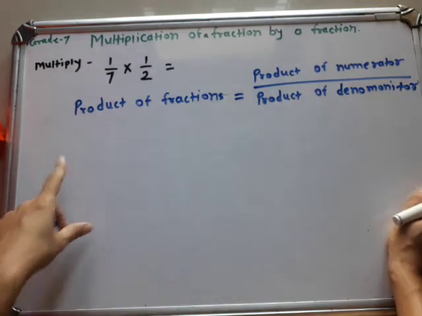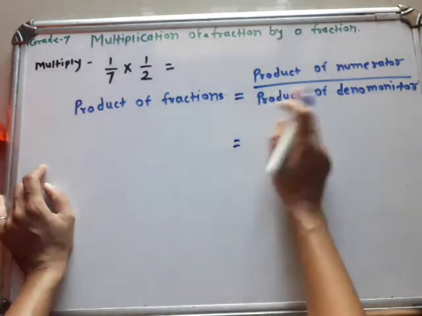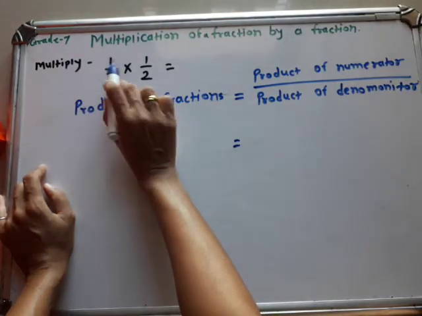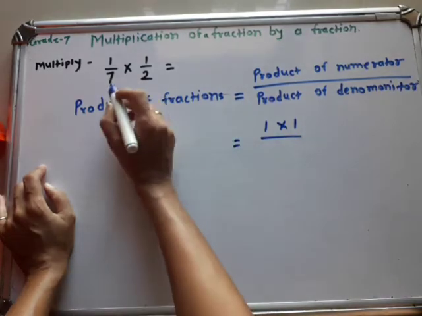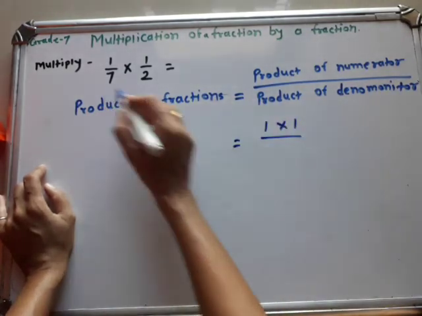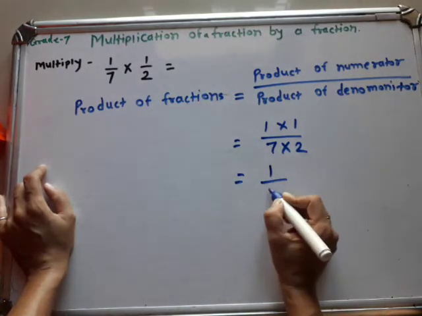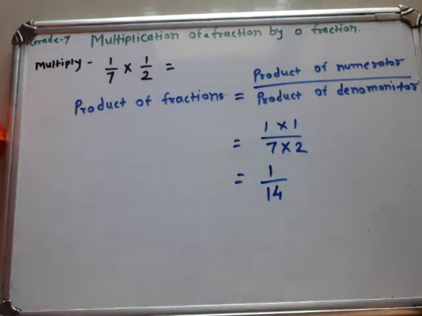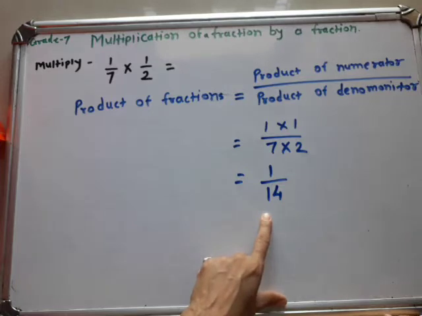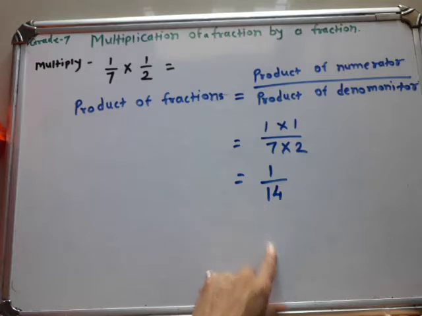Okay, so here we take first the product of numerators, means the numerator is 1 multiplied by 1. Okay, 1 multiplied by 1 divided by, this is the product of denominators, 7 multiplied by 2. What is your answer? 1 1s are 1 and 7 2s are 14. So here we get the answer 1 upon 14, and this is a proper fraction. Okay, see, the numerator is smaller and the denominator is greater. So we get the answer 1 upon 14.